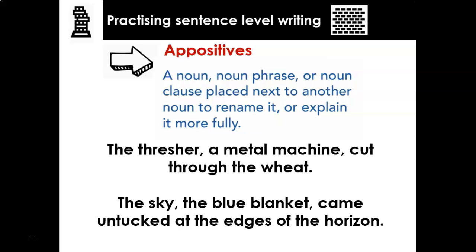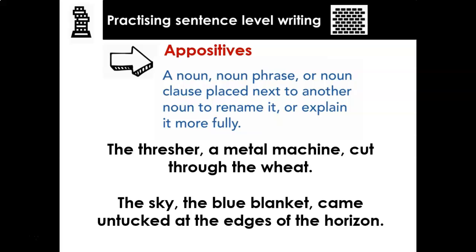So let's try this one. The sky, the blue blanket, came untucked at the edges of the horizon. Now that's actually one of my own creative sentences, and I quite like that. That's a nice one. But what's the appositive? The blue blanket. Now let's double check. The sky came untucked at the edges of the horizon. It works. We've removed the appositive, the noun phrase, blue blanket, and the sentence still makes sense.